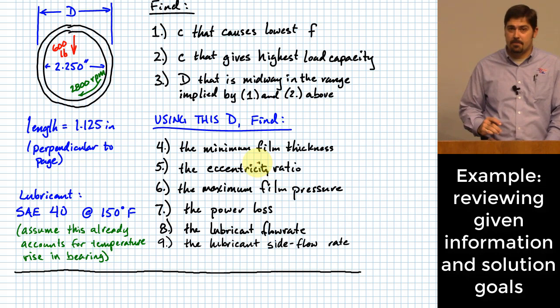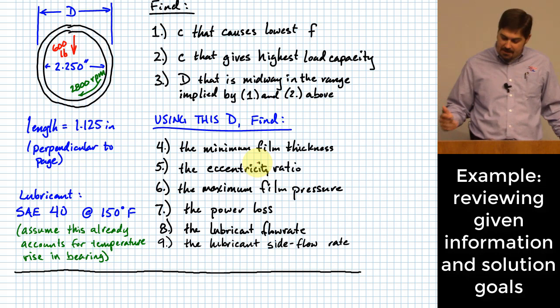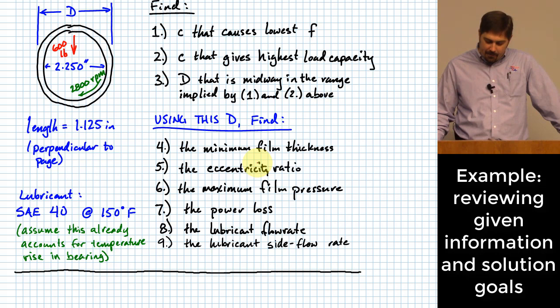Very much related to the minimum film thickness is something called the eccentricity ratio, so we're going to find that too while we're there. Maximum film pressure, that's another thing that matters. Your lubricant has to be able to carry certain amounts of pressure, so we're going to look at that.